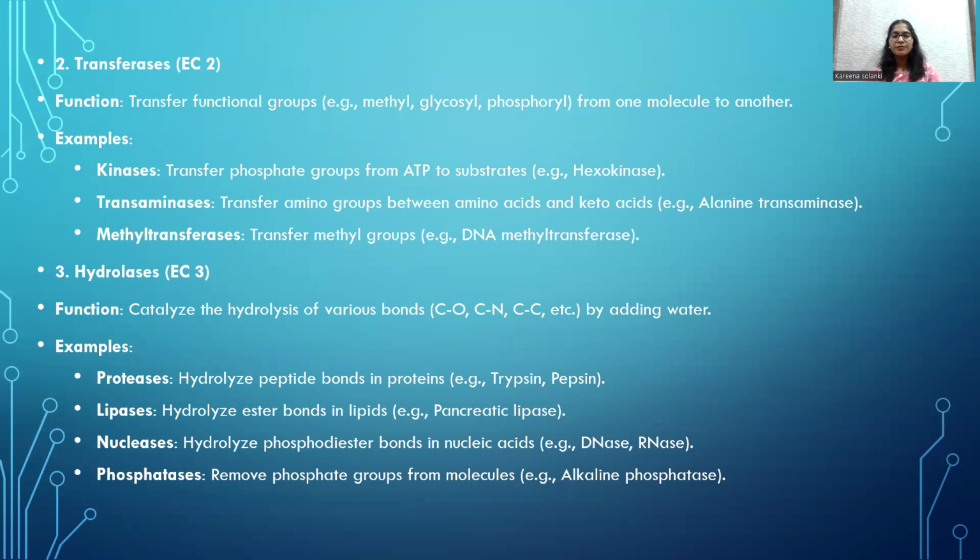Example, DNA methyltransferase. Hydrolase. Catalyzes the hydrolysis of various bonds, that is C-O bond, C-N or C-C bond, by adding water. Example, protease. Hydrolyzes peptide bonds in proteins. Example, trypsin, pepsin. Lipase. Hydrolyzes ester bonds in lipids. Example, pancreatic lipase. Nuclease. Hydrolyzes phosphodiester bonds in nucleic acids. Example, DNase, RNase. Phosphatase. Removes phosphate group from molecules. Example, alkaline phosphatase.